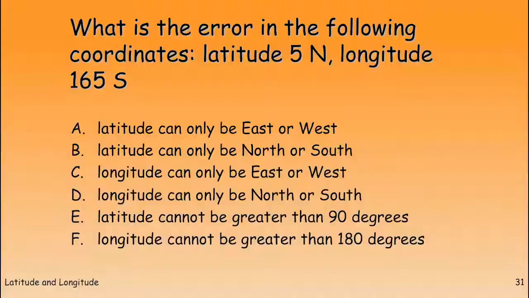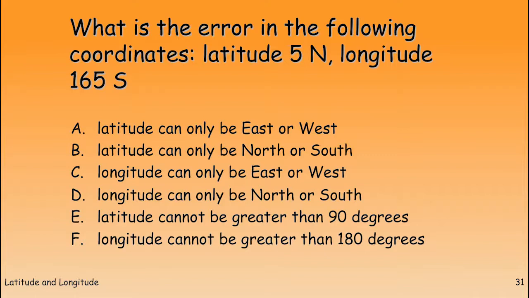Next, I'm going to pose some multiple choice questions, and you should try to answer them, and then I'll post the answers. The first question: what is the error in the following coordinates? The coordinates given are 5 degrees north and 165 degrees south. Among your answers, it says latitude can only be east or west. Well, that's wrong because latitude is north and south. Latitude can only be north or south.